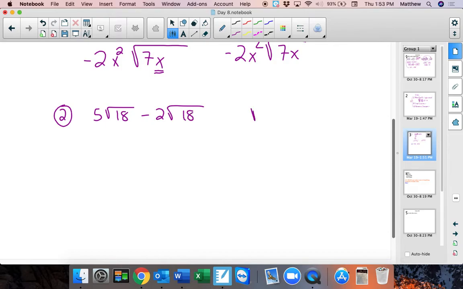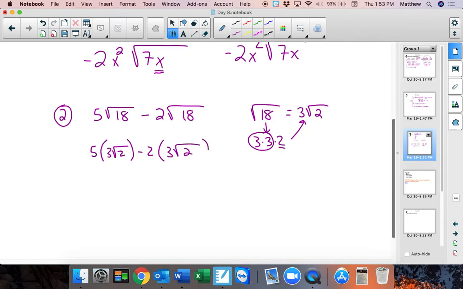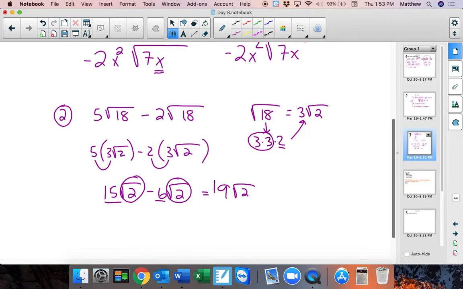Well, I know off to the side, root 18, let's simplify that first, is 3 root 2, because this is 3 times 2. Okay. So now I'm going to go back in here and put that in there. 5 times 3 root 2 minus 2 times 3 root 2. Outside times outside gives me 15 root 2. There's no inside number here. And then outside times outside here is minus 6 root 2. My radicals are simplified. I can combine my coefficients. 15 minus 6 is 9 root 2.